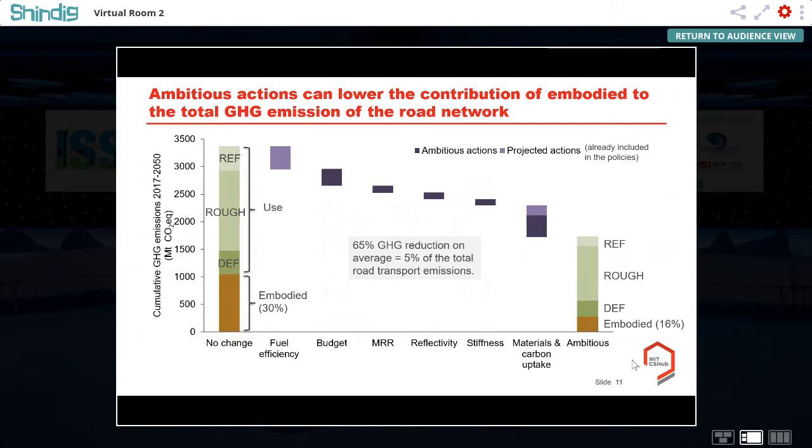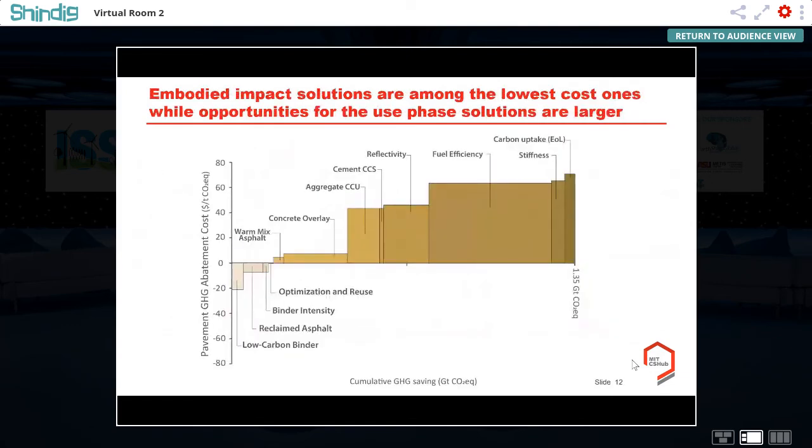And we can see that while we could effectively reduce the embodied impact contribution to 16% in our ambitious scenario, the roughness is still important, and we may need to invest more to reduce the roughness-induced fuel consumption and have a smoother road surface. Let's talk about the cost, which is the abatement cost.